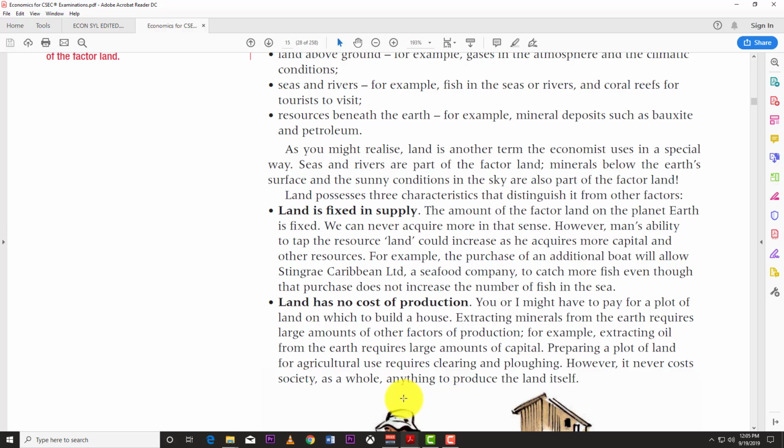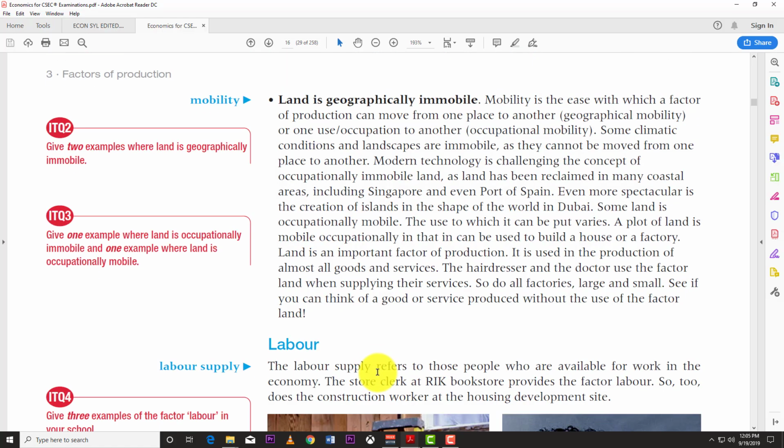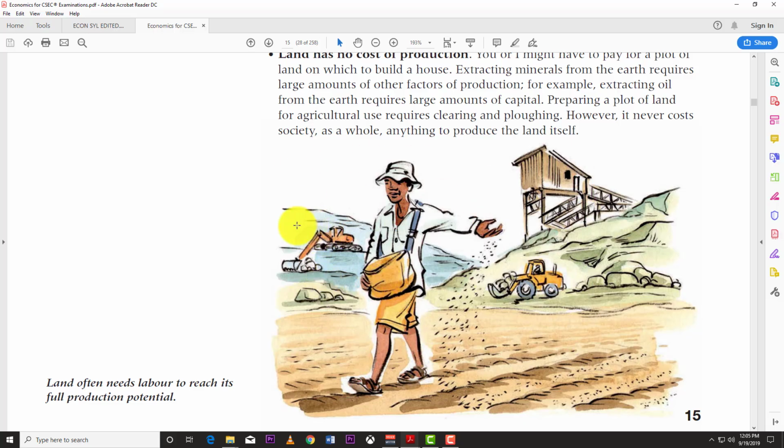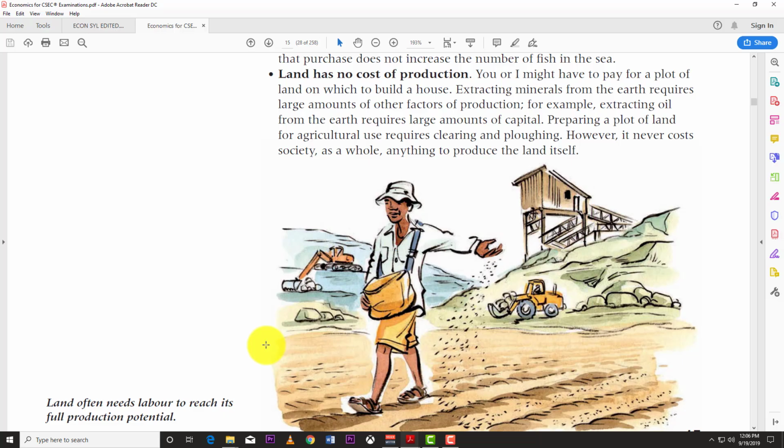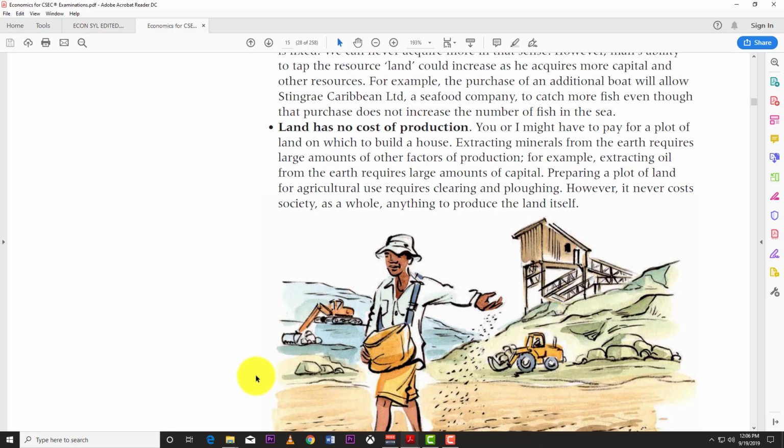The land out there by itself, there's no cost. But to fully tap into it, you need to purchase certain equipment, certain resources, so that you can tap into what the land has to offer. As you can see here, the book shows you people using equipment to pull from the land. Land needs labor to reach its full potential, land needs equipment, you need resources to fully utilize the potential of the land. But the land has no cost. That's the next characteristic of land.